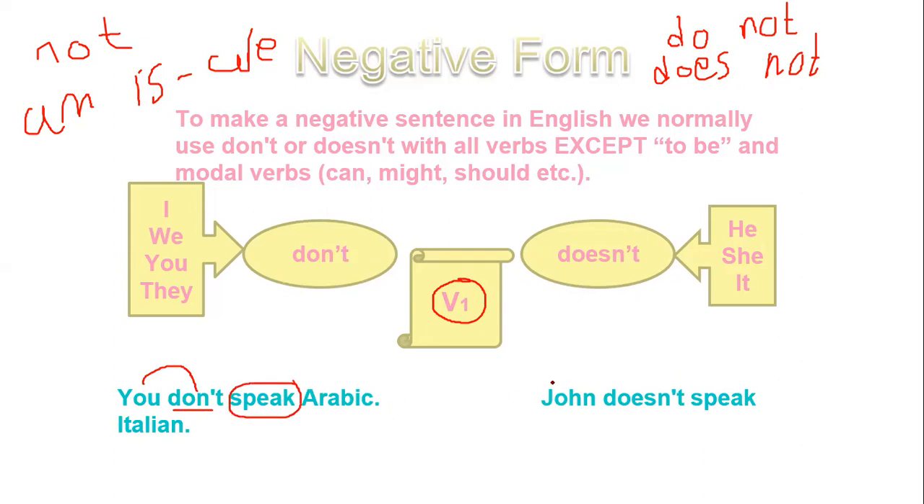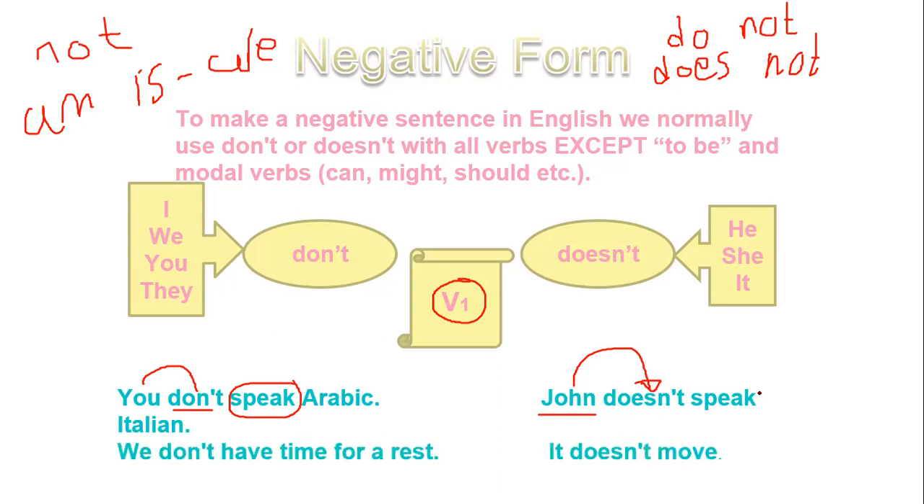John is a singular subject, one John, one boy. So John must take does not. John does not speak, not speaks. Since does goes with the singular subject, does likes to steal the s from the verb. So that's why after does not, we have to write the verb in its base form with no s. We don't have time for a rest. It doesn't move.